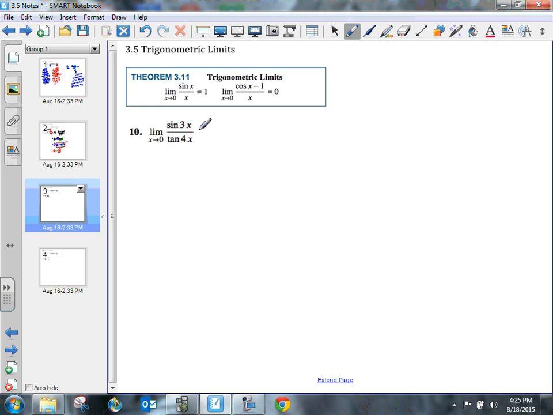But I'm going to rewrite this, okay? I'm going to write this as the limit as x approaches 0 of, and watch what I do here, sine of 3x divided by the quantity. Now, I'm going to rewrite tangent. Now, tangent is sine over cosine. So I'm going to rewrite this as sine of 4x divided by cosine of 4x, okay? And this is all one fraction down in my denominator.